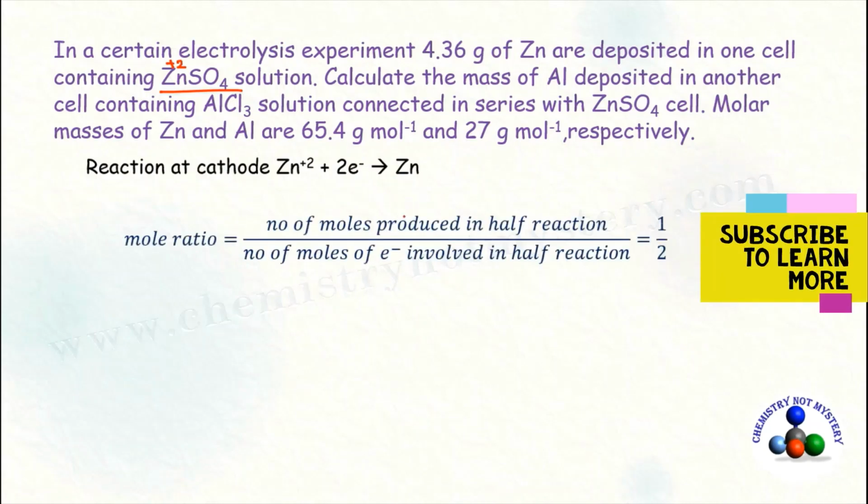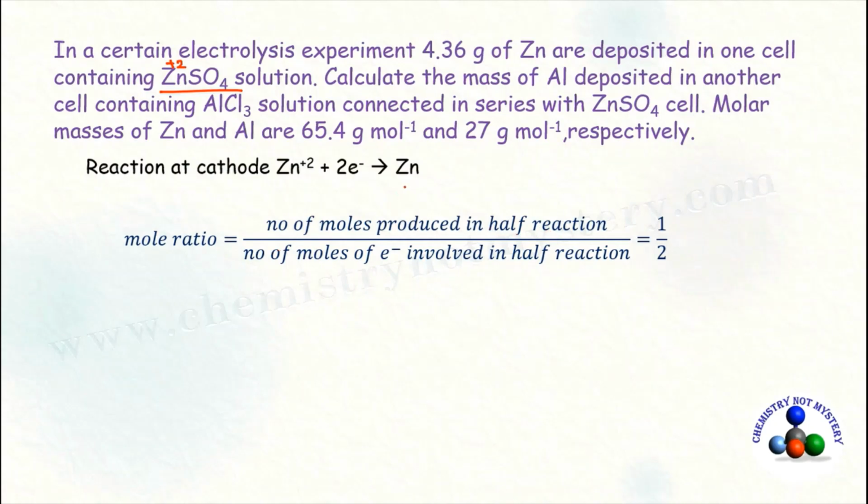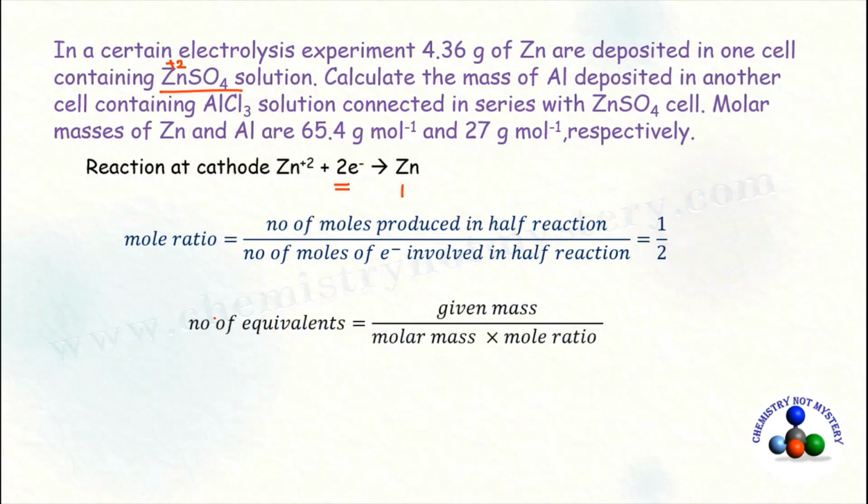Mole ratio for the given equation will be equal to the number of moles of zinc produced in the half reaction, that is 1 mole, and 2 moles of electrons are required in the half reaction. So here you will get mole ratio 1/2. And we have the formula: number of equivalents is equal to given mass divided by molar mass into mole ratio.